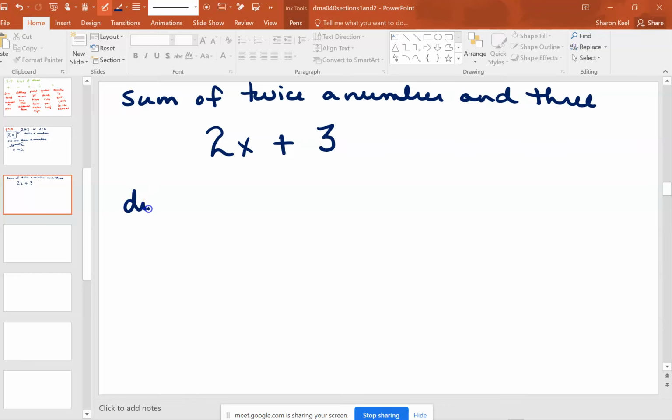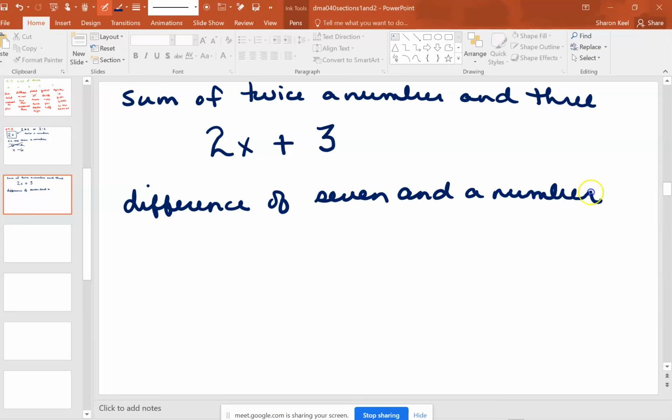The difference of 7 and a number. Difference means we're going to be subtracting. And this one is not telling me to rearrange it in any order. So when they start with difference of 7 and a number, we're just going to subtract 7 minus the x for the number.